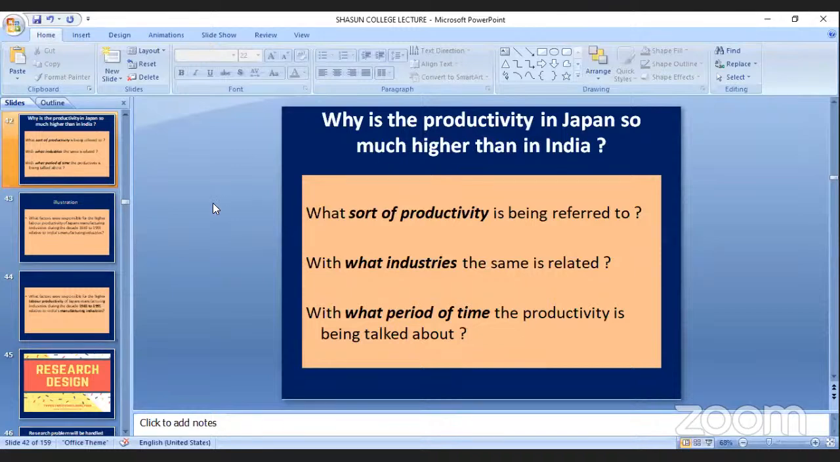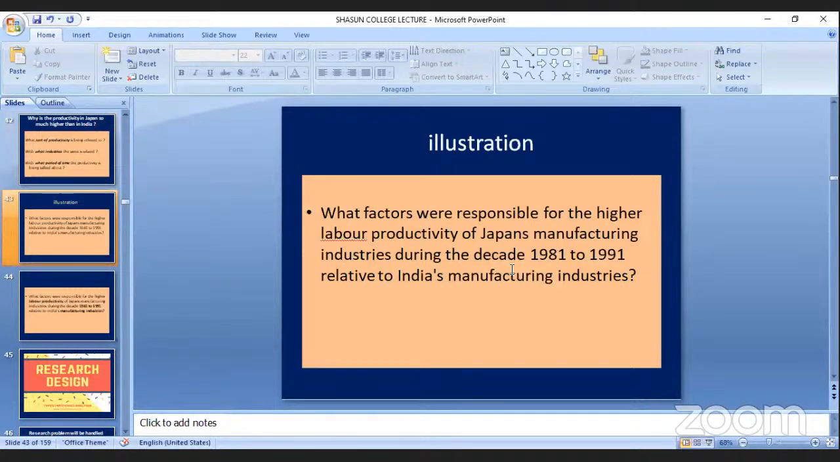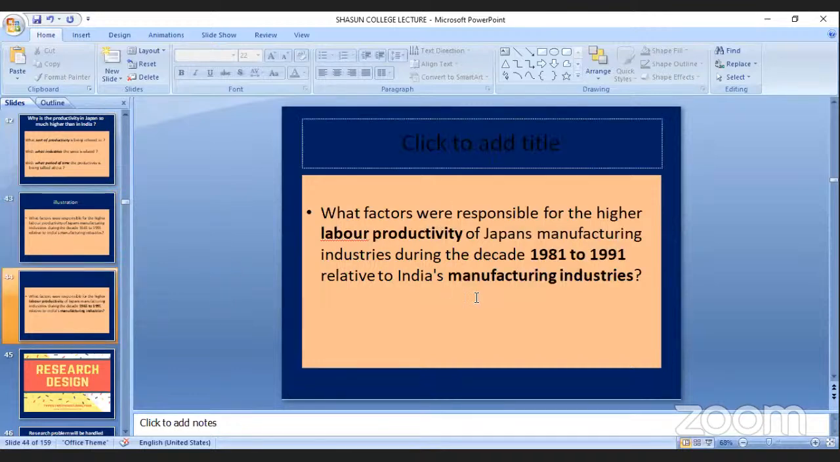Nothing is seen here. So your question should be like this. Okay, so this is the right way of putting the research thing, what you're going to do. It has to be in the right one.